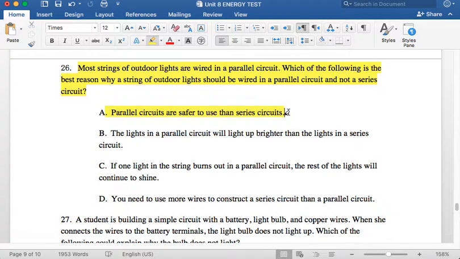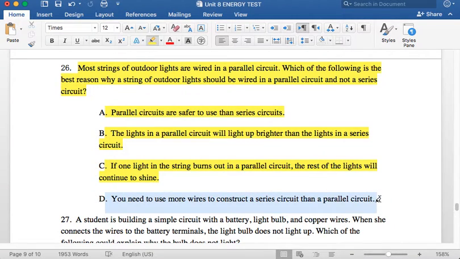A. Parallel circuits are safer to use than series circuits. B. The lights in a parallel circuit will light up brighter than the lights in a series circuit. C. If one light in the string burns out in a parallel circuit, the rest of the lights will continue to shine. D. You need to use more wires to construct a series circuit than a parallel circuit.